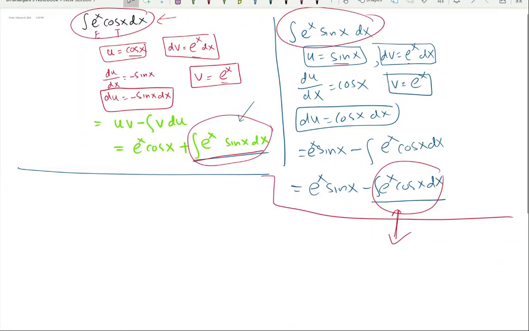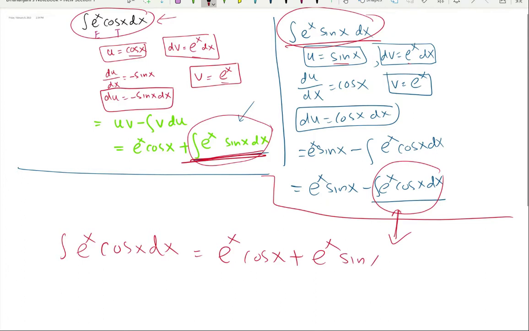Now look at what I'm gonna do. We have to integrate e to the x cosine x. That's where we started. What did we get? We get e to the x cosine x plus this integral. But if we integrate that one, what we got is e to the x sine x minus e to the x cosine x.